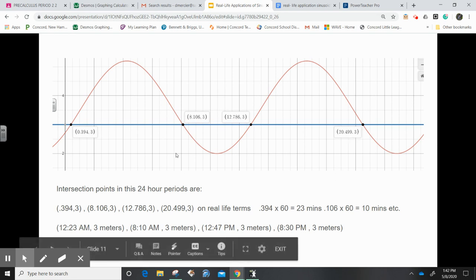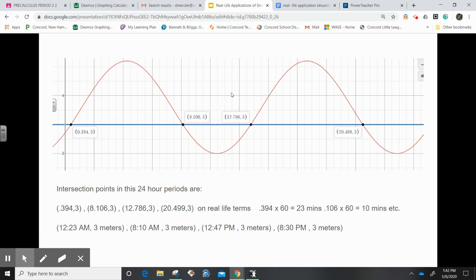So in real life terms, these points are: at 12:23 a.m. I was at 3 meters. At 8:10 I was at 3 meters. At 12:47 I was at 3 meters. And at 8:30 p.m. I was at 3 meters.